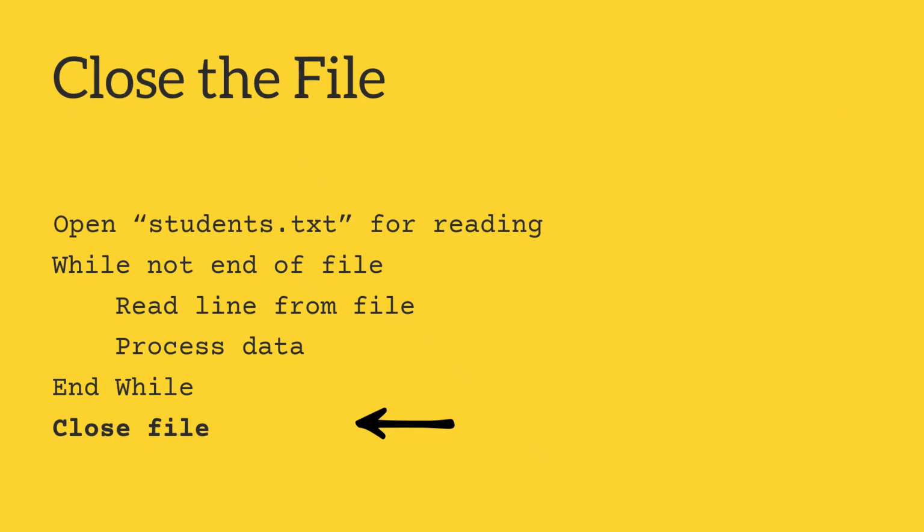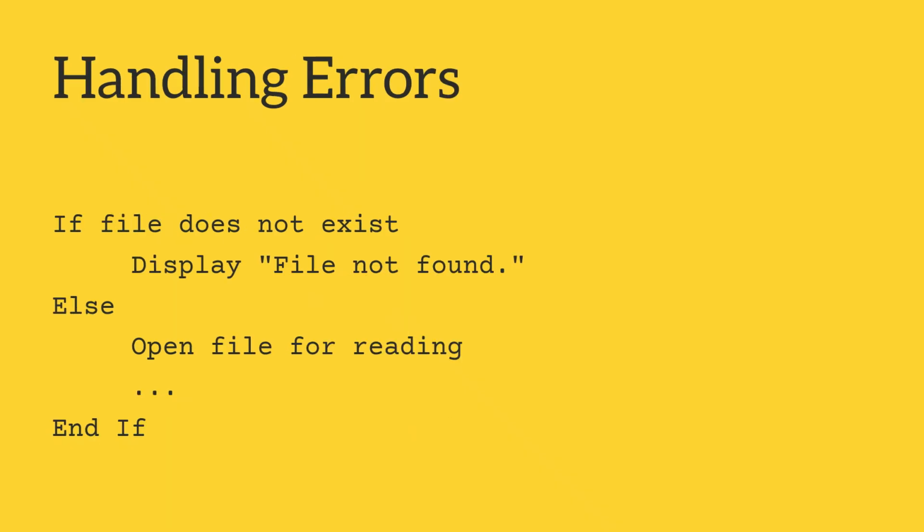Now, sometimes a file doesn't exist, or you might not have permission, say, to open it. So it's a good practice to include some kind of error check, even in pseudocode, something like this. If file does not exist, then we're going to display the text file not found, or else we're going to go ahead and open the file for reading and do all of that processing and everything else and close the file. And then we do an end if. Now, this isn't required for your assignment, but it is a good habit to develop for real world logic.